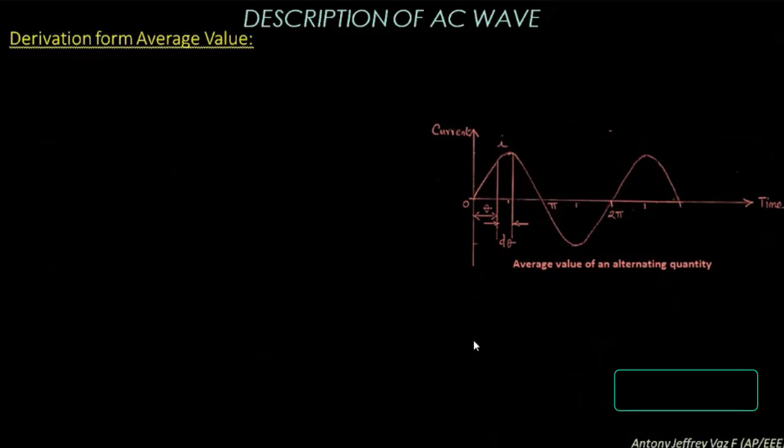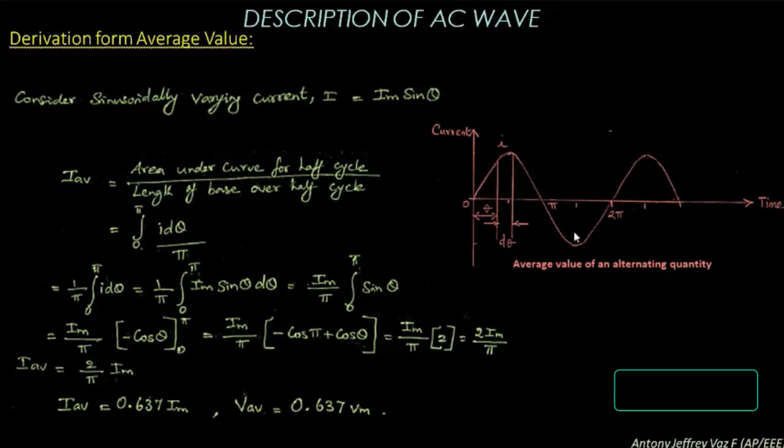Derivation of average value. Here, this is the sinusoidal waveform of a current wave. On the x-axis, time is present, and on the y-axis, the current is present. Now, consider the sinusoidally varying current i = Im sin theta, same as the previous case. We know that the formula to find the average value Iav is the area under the curve for half cycle divided by the length of the base over half cycle.